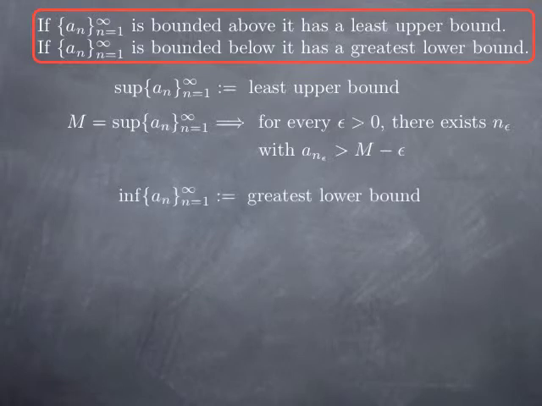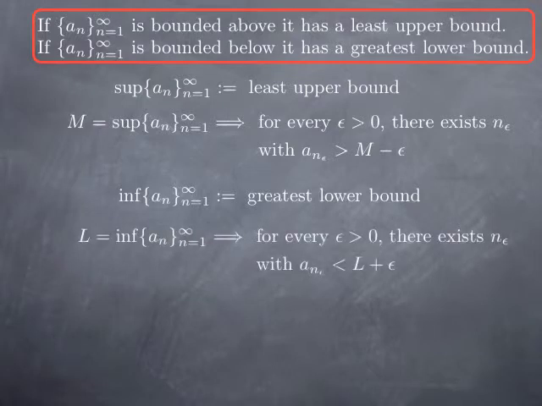Similarly, calling inf of an the greatest lower bound, or infimum of an, that's again an alternative name, if L is this greatest lower bound, then anything bigger is no longer a lower bound. So if I add an epsilon to it, then it's no longer a lower bound. That means there is some term of the sequence that is below. So for each epsilon, there is an n epsilon with a n epsilon less than L plus epsilon. We'll see that this way of looking at the least upper bound and greatest lower bound will be useful for us to prove some interesting facts about sequences.